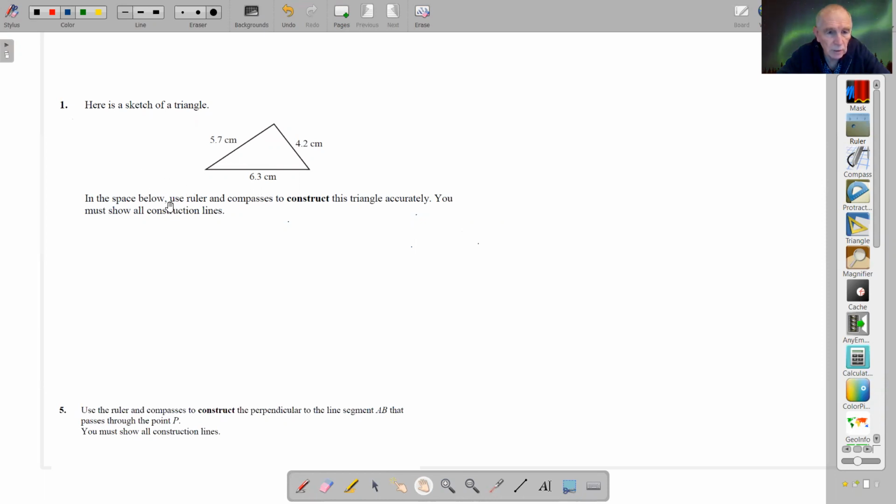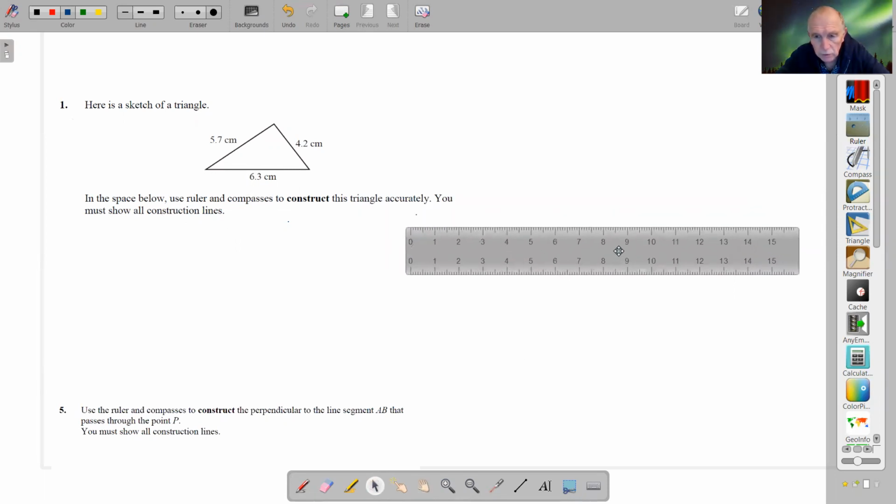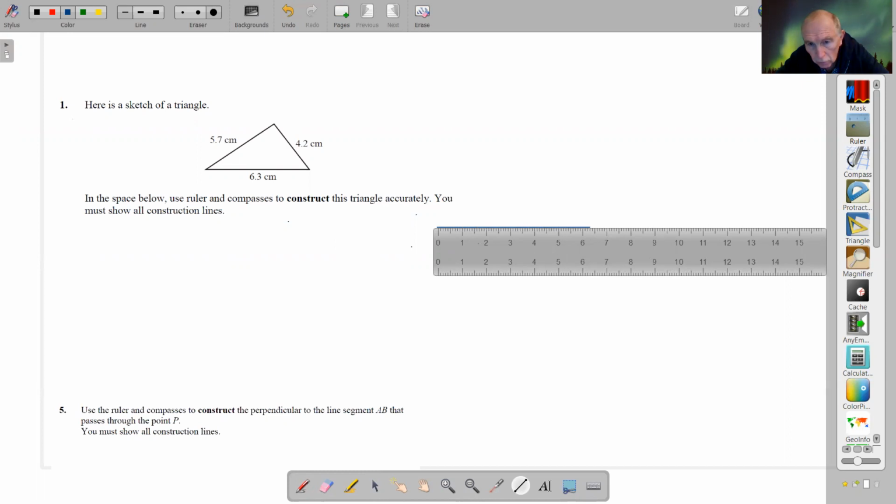So here's the first question that we're going to work through. Here's a sketch of a triangle. In the space below, use a ruler and compasses to construct this triangle accurately. You must show all construction lines. So that's what we want to draw. Let's get a ruler out and start off by drawing the base of the triangle. We are looking for the length of 6.3 as the base of this triangle. So let's draw this line, 6.3.